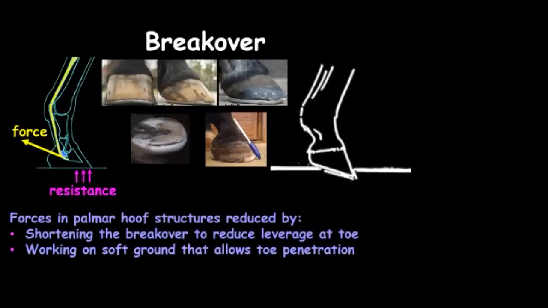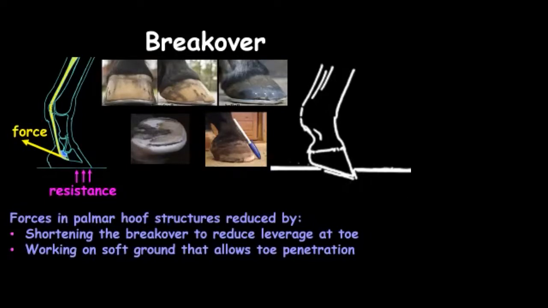So particularly if you have a horse that has navicular type problems or palmar heel pain, anything we can do to ease the start of breakover is going to help that horse. So one thing would be to have the horse over here on the right working on a softer surface, a surface that would allow the toe to penetrate into the surface, because then that reduces the amount of extension of the coffin joint and so takes some of the pressure off the palmar foot structures.